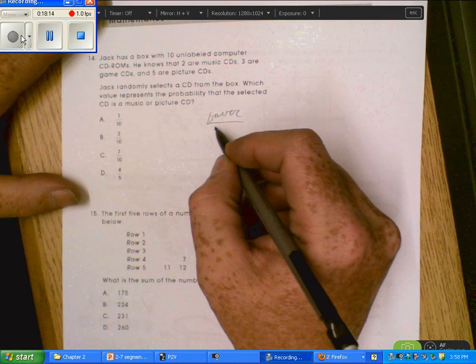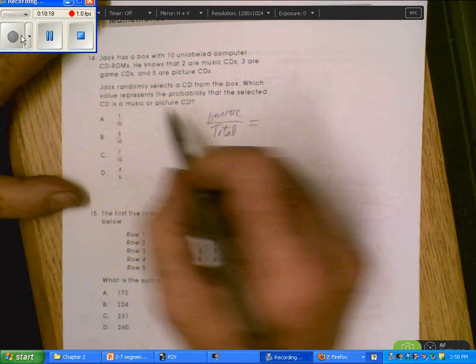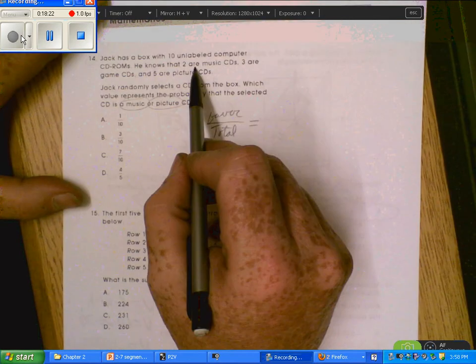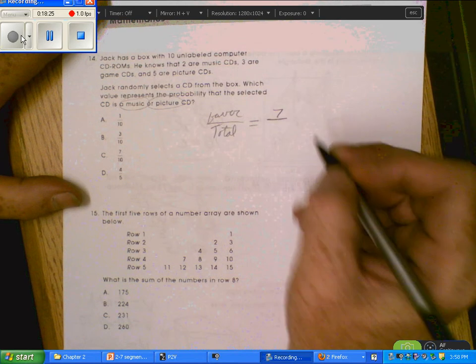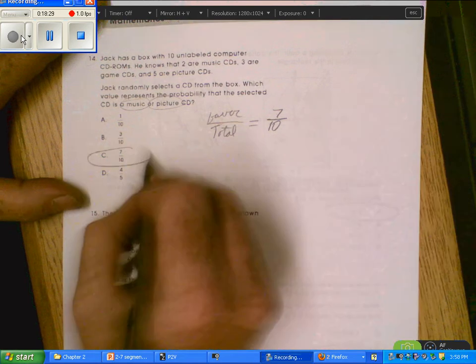Remember, it's always favorable over total is your probability. Well, favorable this time would be the picture and the music together. So music is 2, picture is 5, so that'd be 7 is your favorable. And there's 10 total in the box. That won't reduce, so 7 out of 10.